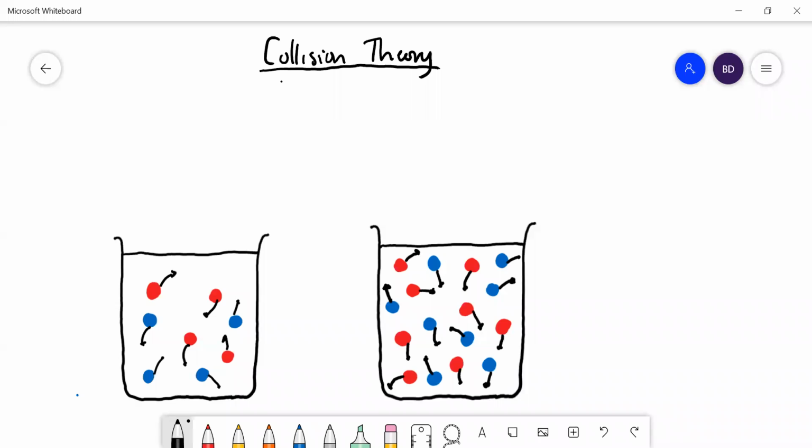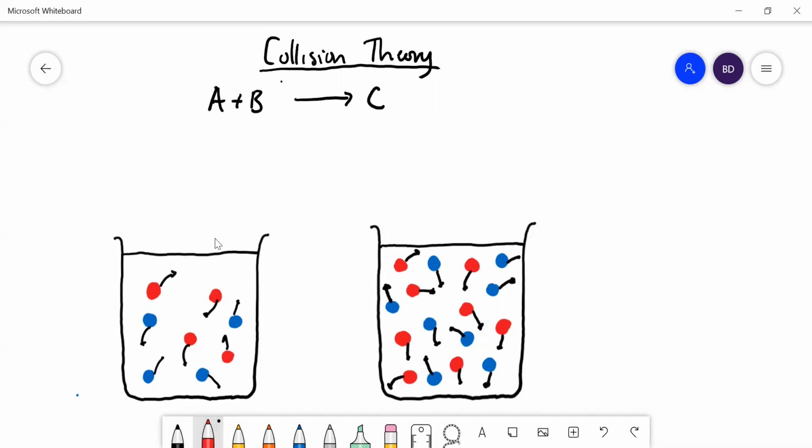Okay, we are going to talk about the collision theory, which explains why increasing concentration, temperature, and surface area will increase the rate of reaction. It's a fairly simple idea. We have two reactants, let's say A and B, which are going to react to form C. In order for them to react, they've got to collide with each other.